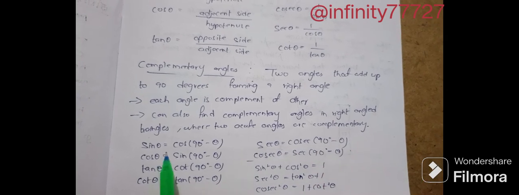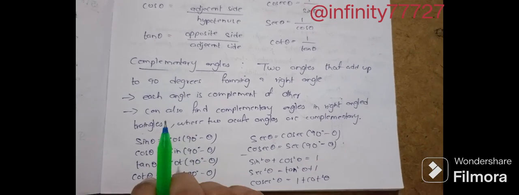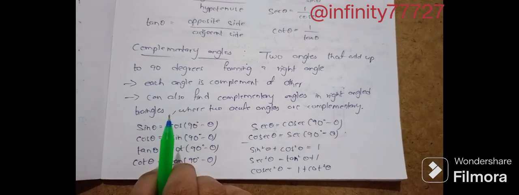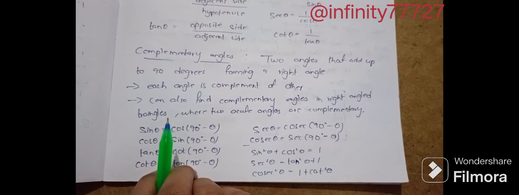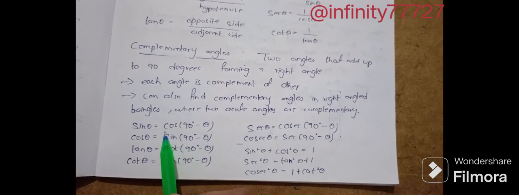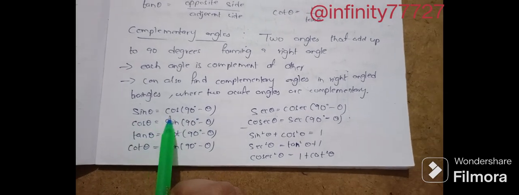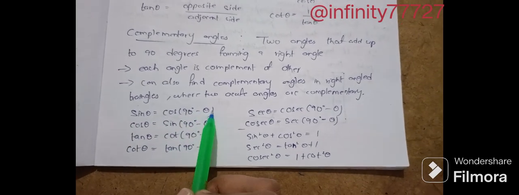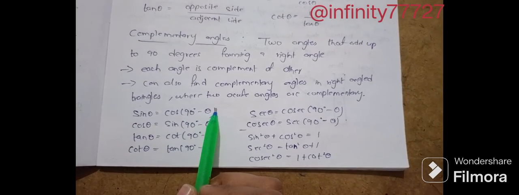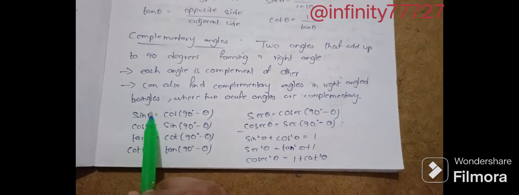That is, in the place of one, we can write another one. We can find them in right angle triangles more. So these are the formulas we should remember here. Here sin theta is equal to cos(90 minus theta). So in any problem we can replace this value with this.